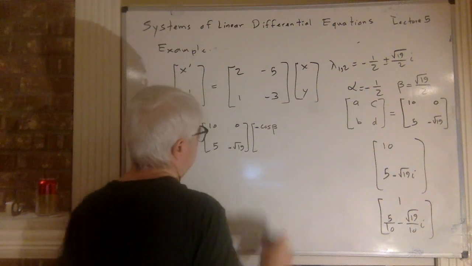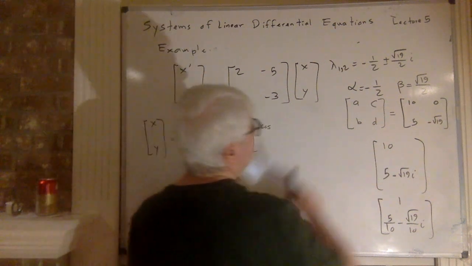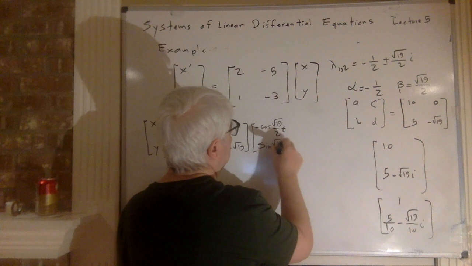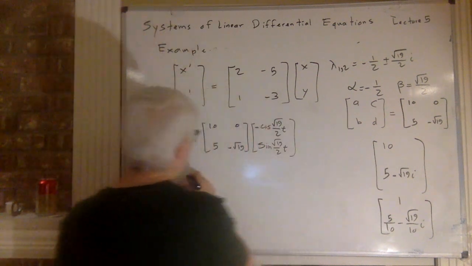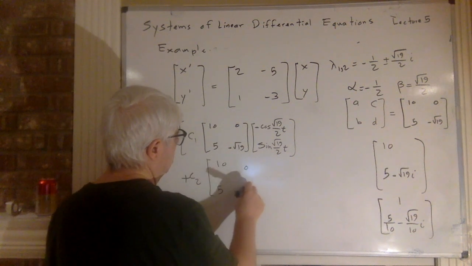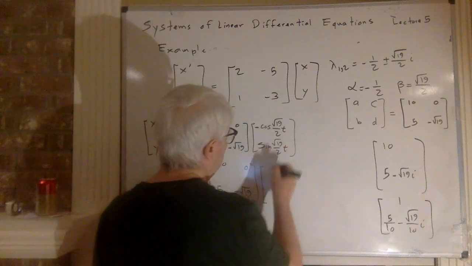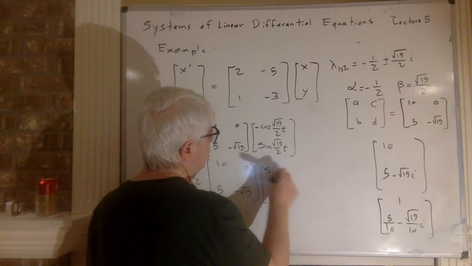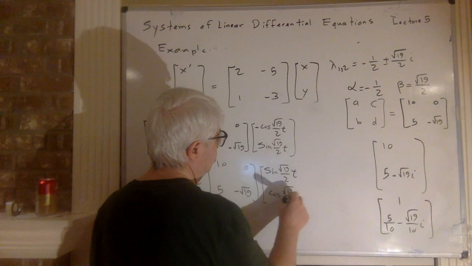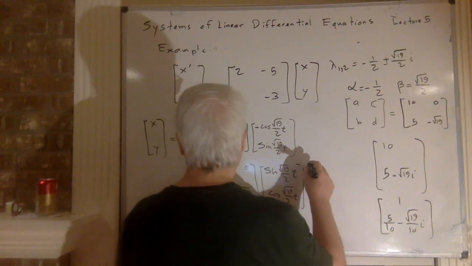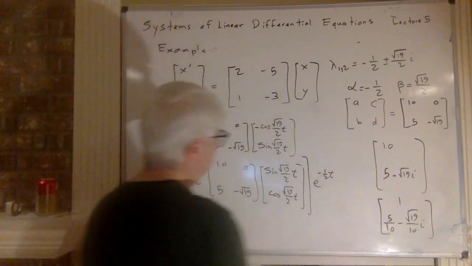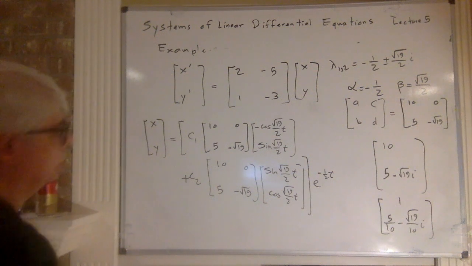Oops, beta, what is beta here? Beta will be square root of 19 over 2 t, sine square root of 19 over 2 t plus C2 times 10, 0, 5 minus, it will be, remember the first one was sine square root of 19 over 2 t, cosine square root of 19 over 2 t, and this whole thing is multiplied by e to the power minus 1/2 t. So that is the solution. You can leave it like this, that's okay.